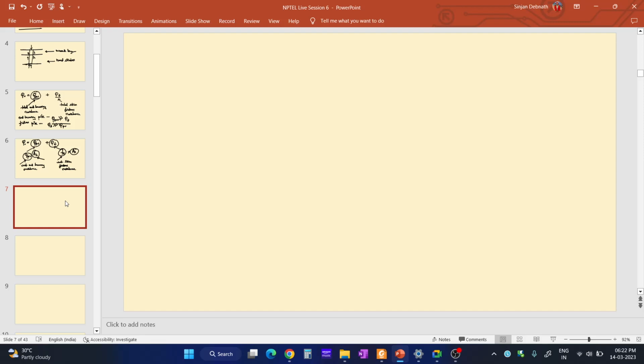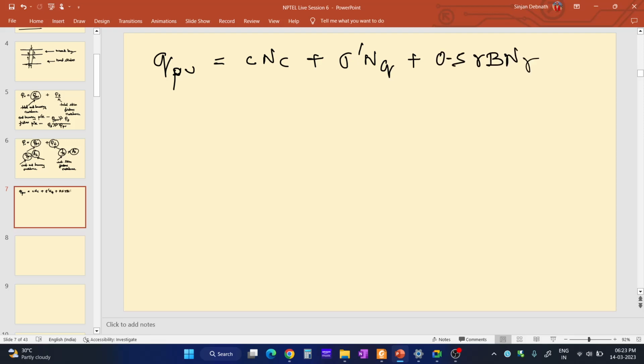Let me just talk about end bearing resistance a bit. We know the bearing capacity equation of shallow foundation. Terzaghi's bearing capacity formula is c Nc plus sigma dash, that is the overburden pressure at foundation depth, Nq, the surcharge bearing capacity factor, where Nc is the cohesion bearing capacity factor, plus 0.5 gamma B N gamma. This is the bearing capacity equation for a strip footing.